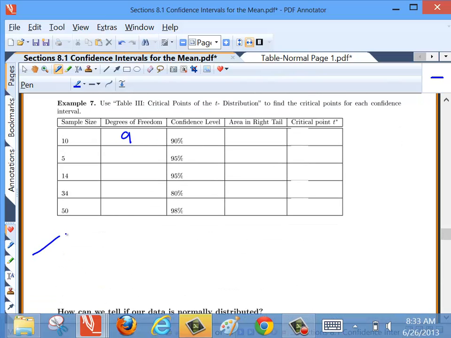Okay. Now, to find the critical points, we're just going to draw pictures just like we did for the z-table. They're going to look exactly the same. So if I want a 90% confidence interval, that means I need 0.90 in the middle, and how much goes in each tail? Let's see, I have 10% left, so 5% for each tail, so 0.05.